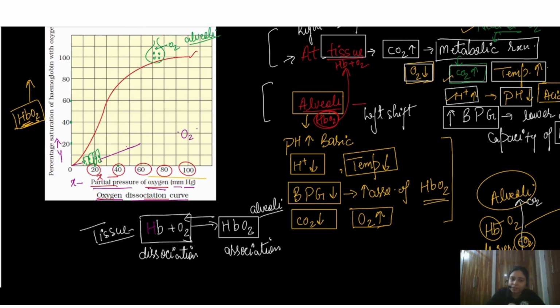But the CO2 percentage is increasing. CO2 at the tissue level will be high. Temperature, as we have seen, will be high. As well as H positive, which will be increasing, because of which the pH will decrease. Sorry, H positive would become increasing. So because of that, just a moment.